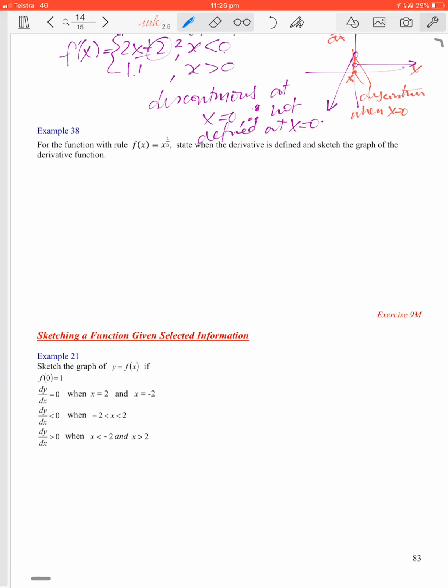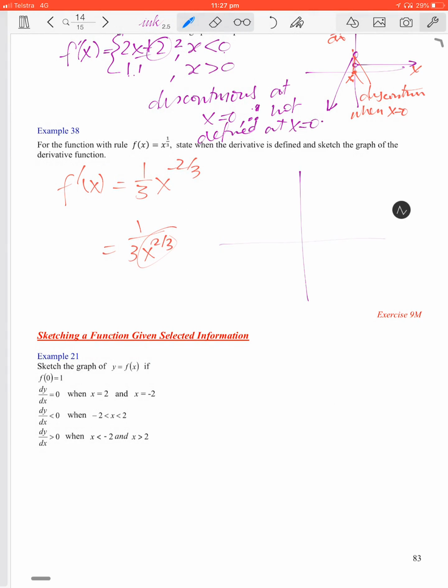Okay, so the function with rule. State when the derivative is defined and sketch the graph of the derivative function. Okay, so let's find dy dx, or f dash of x. So we're going to get 1/3 x to the negative 2/3, which is 1/3 on x to the 2/3. Now, if we were to sketch x to the 2/3, we did this earlier this year.